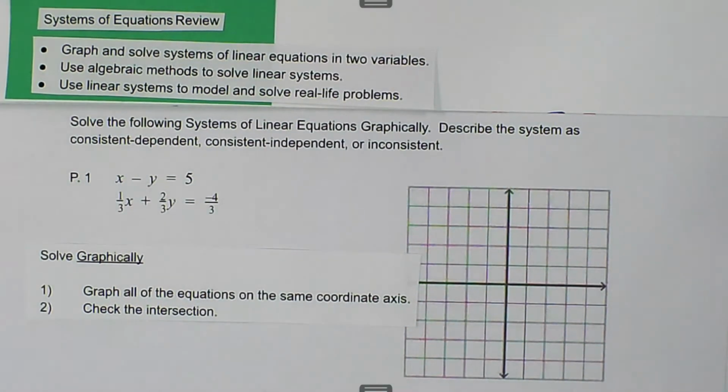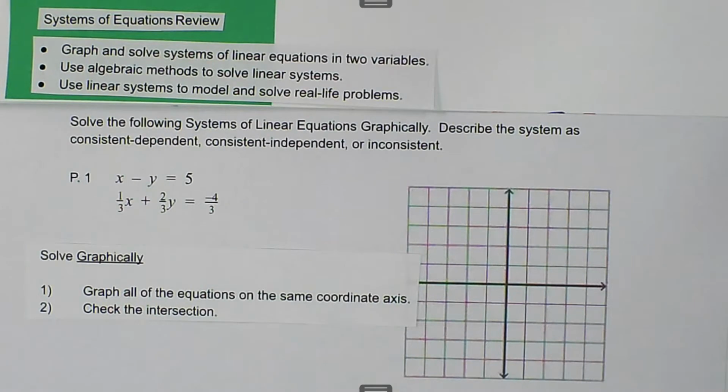We're talking about systems of equations, and we want to graph and solve systems of linear equations. So here we have: solve the following system of linear equations graphically. Describe the system as consistent dependent, consistent independent, or inconsistent.